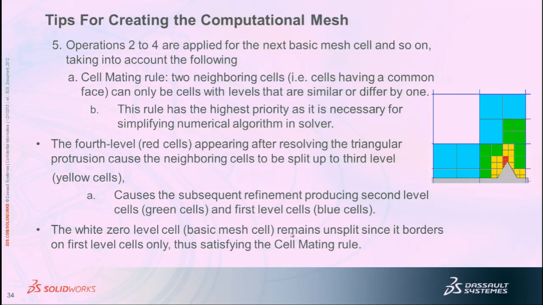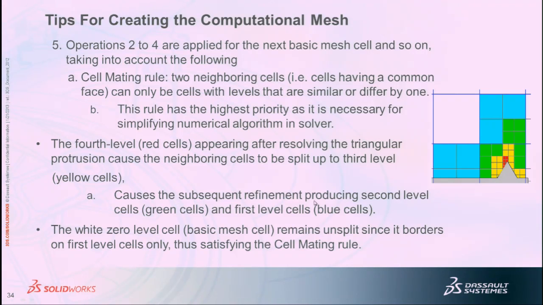Here's an example on the right-hand side. This is a 4-level cell appearing, resolving a triangular protrusion. So this is a basic cell here that you're seeing. Here's another basic cell, another basic cell. And again, remember, flow simulation looks at the split between the solid and fluid region. So it came in here and refined these cells. Because of this protrusion that we have in the surface, it's refining it several more times until you get to the 4th level red cell.